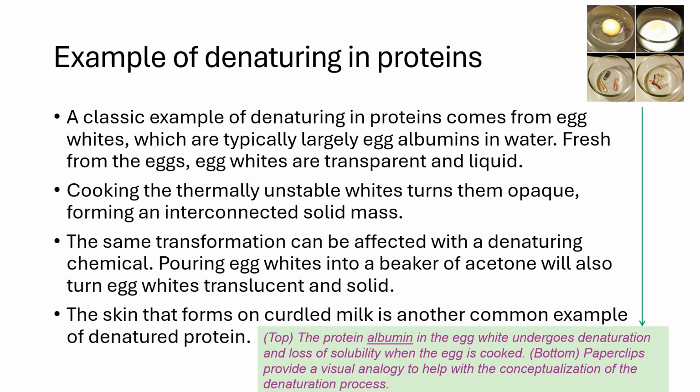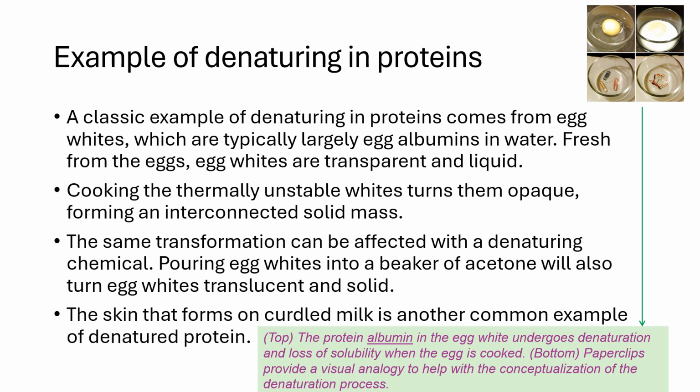The same transformation can be effected with a denaturing chemical. Pouring egg whites into a beaker of acetone will also turn the egg white translucent and solid. The skin that forms on curdled milk is another common example of denatured protein. The protein albumin in the egg white undergoes denaturation and loss of solubility when the egg is cooked.